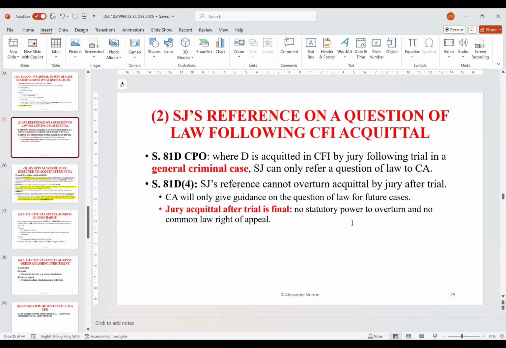Okay? So just remember an acquittal by a jury following the trial in the CFI is final and cannot be appealed. And the defendant, if acquitted by the jury, should be hot-footing it out of Hong Kong ASAP to make sure that the statutory provisions are not amended in any way, like we've seen in recent years with some of these provisions.